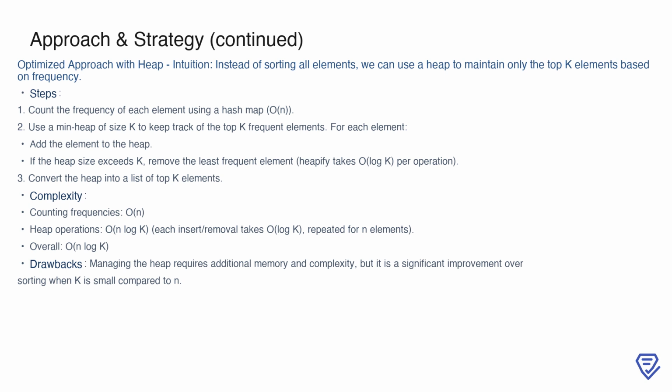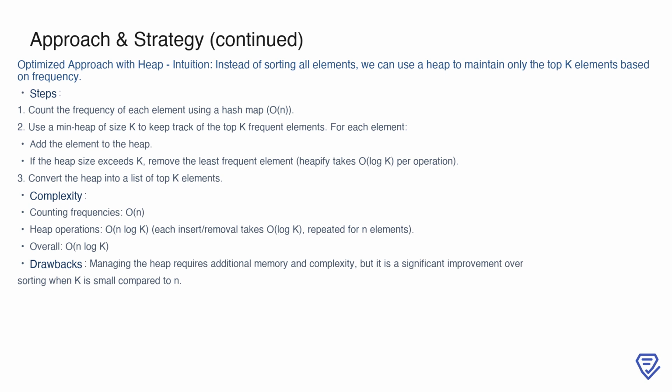A more efficient method involves using a heap to optimize the process. Instead of sorting all elements, we can use a min heap to track only the top k frequent elements. First, we count the frequency of each element with a hash map, which takes n time. Then, we maintain a min heap of size k. For each element, we add it to the heap, and if the heap exceeds size k, we remove the least frequent element, which ensures that only the top k elements remain.